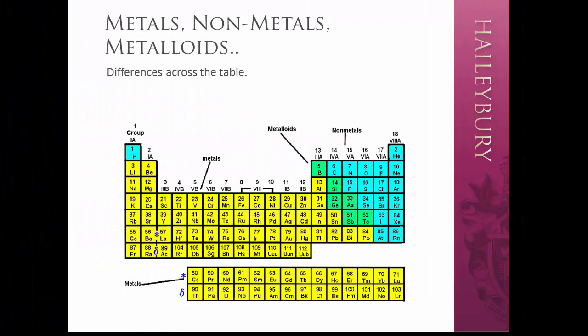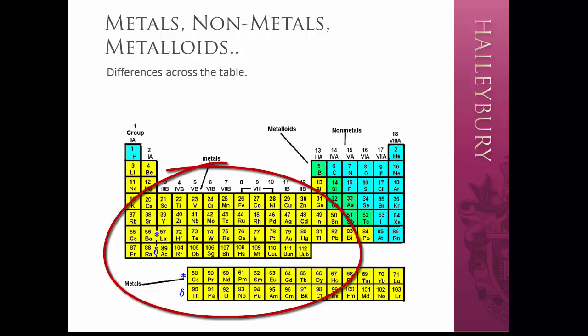At the end of the last video, we introduced the periodic table and had a look at the differences that exist in the elements across the table. In particular, we looked at the groups which run up and down the periodic table and the periods which run across the periodic table.